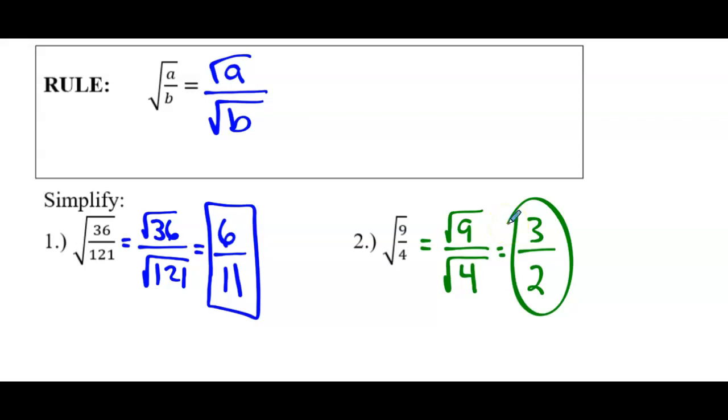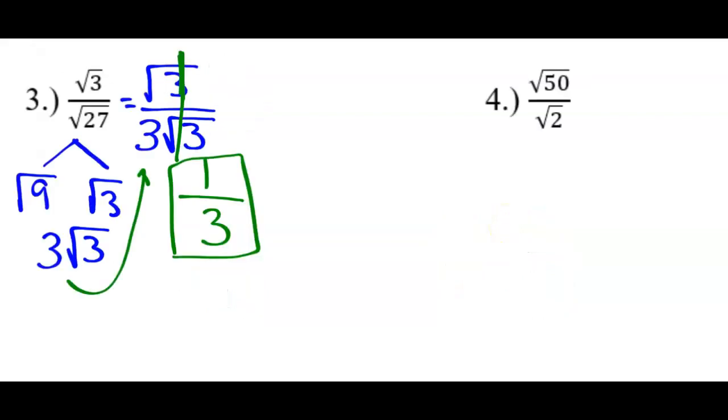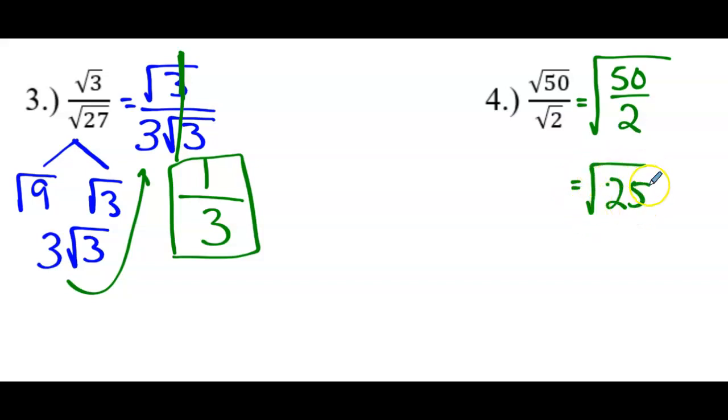All right. What about 4? What is the square root of 50 over the square root of 2? Look at this though. I can divide those two. 50 divided by 2. So I could actually rewrite this one as 50 divided by 2. When I do that, I get the square root of 25.